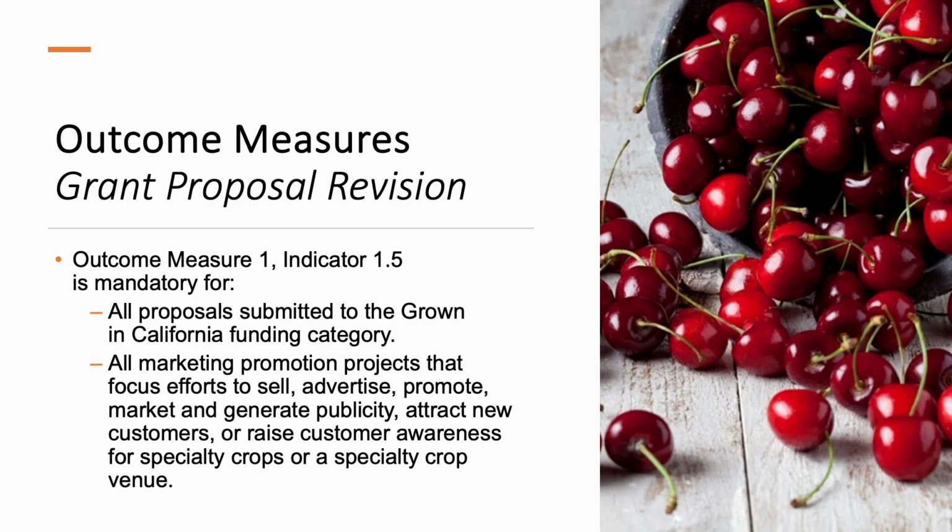Here are a few things to keep in mind regarding the following outcome measures. Remember that indicator 1.5 is mandatory for all proposals submitted under the Grown in California funding category, or for marketing and promotion projects that focus their efforts to sell, advertise, promote, market and generate publicity, attract new customers, or raise customer awareness for specialty crops or a specialty crop venue, regardless of the funding category under which the proposal is submitted. At least one of the sub-indicators, A, B, or C, must be selected.